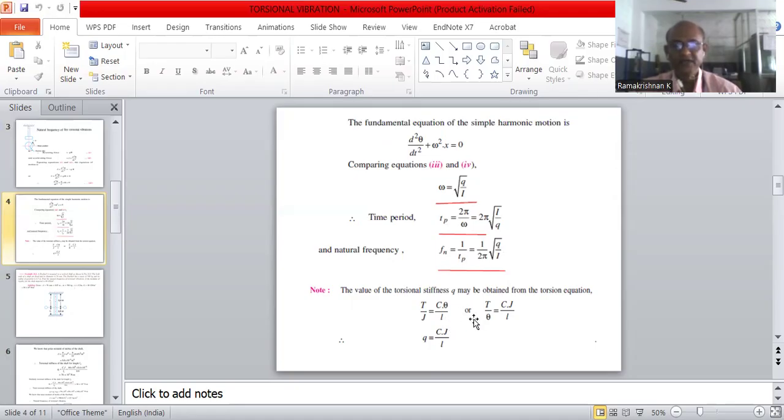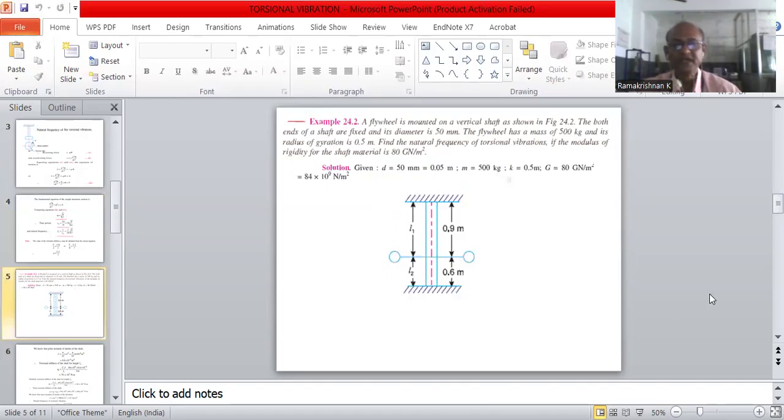Here, we have already discussed the torsional stiffness. We have the torsion equation, as we know, T by J equals C theta by L. J is the polar moment of inertia of the material of the shaft, and C is the modulus of rigidity of the material of the shaft. So T by theta equals CJ divided by L. The T by theta is called the torsional stiffness Q. This Q equals CJ by L.